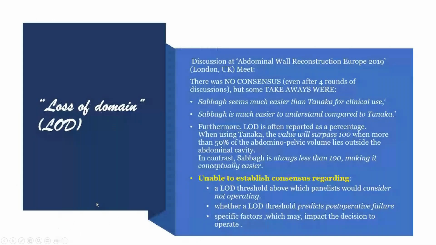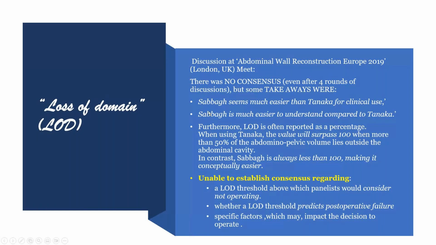Now, even the latest discussion came up in abdominal wall reconstruction. Abdominal wall reconstruction is an entirely different entity as of now, and it has become a very, very important entity. Why? Because there are a huge number of patients who have large midline hernias, which are not easily tackled or managed, and that's why the discussion becomes important. The last meet they had was in 2019 in London, and there was no consensus even after 4 rounds of discussion. But there were some takeaways from this meet.